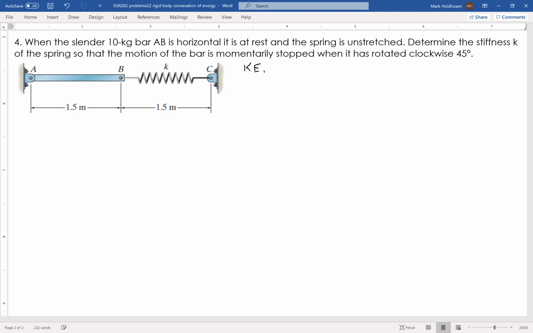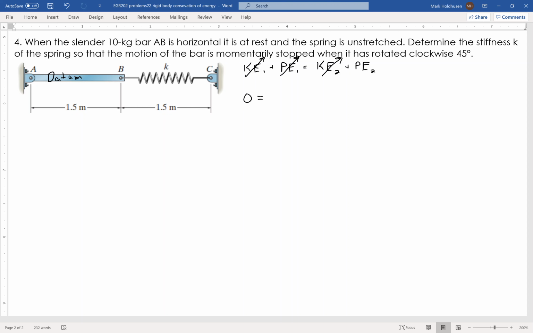So KE1 plus PE1 equals KE2 plus PE2. Now, a lot of these things are going to equal 0. It starts at rest, KE1 goes to 0. It ends at rest, KE2 equals 0. So at this point, I know it's unstretched initially, so why don't we just call that our datum, right? So we'll call this our datum. So PE1 is 0. So all I've got is PE2. Okay? So 0 equals PE2.